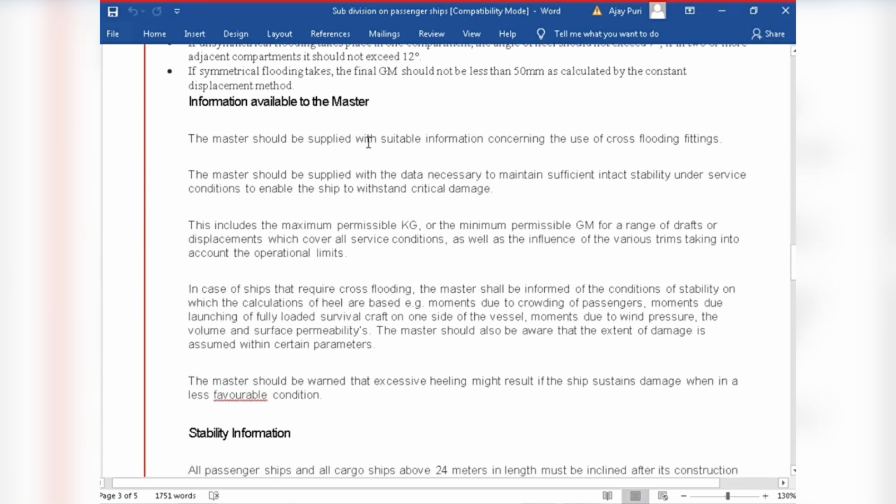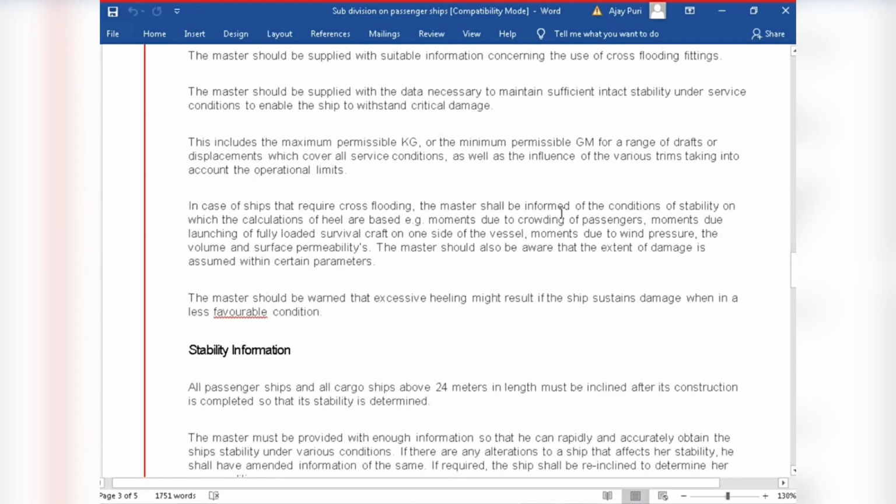Now, what is the information available to the master? He should be supplied with suitable information concerning the use of cross-flooding fittings. He should know whether the fittings are there. He should be supplied data necessary to maintain sufficient intact stability under service conditions to enable the vessel to withstand critical damage. That includes maximum permissible KG or the minimum possible GM for the range of drafts or displacement, which covers the service conditions as well as the various trims, taking into account the operational limit.